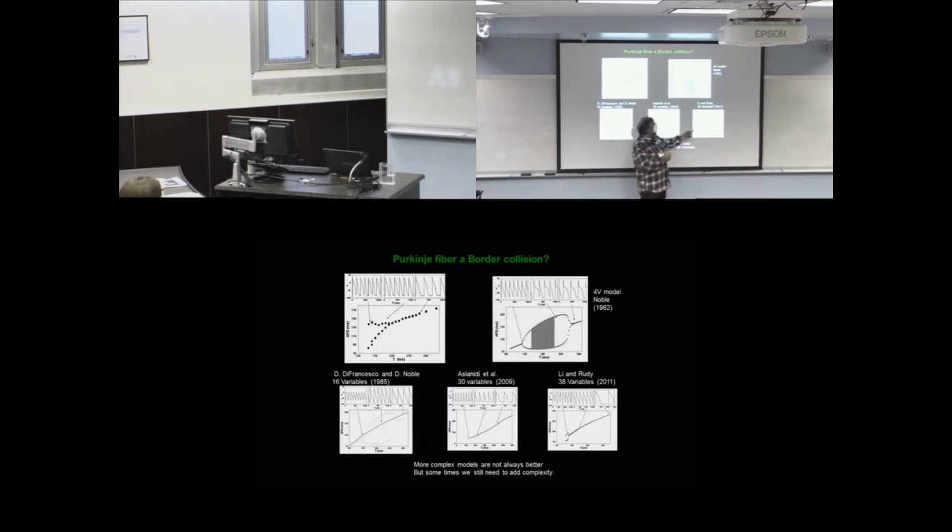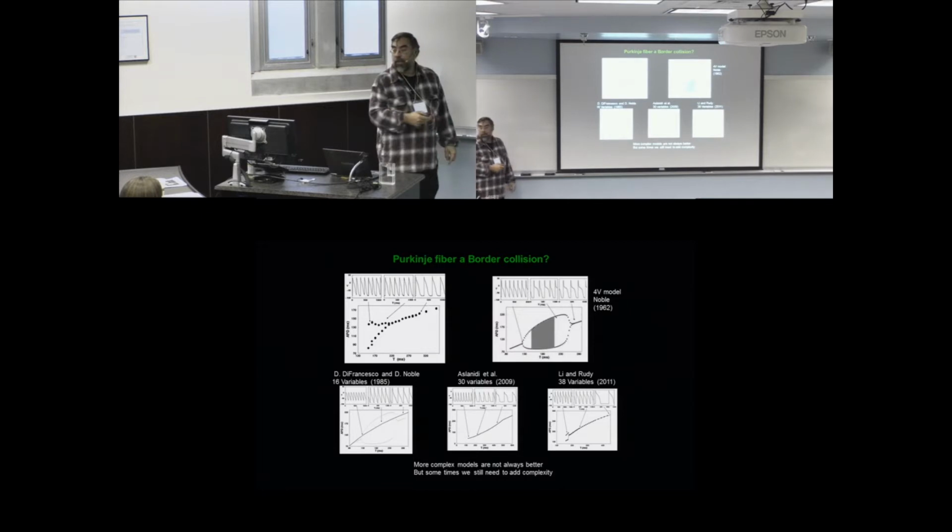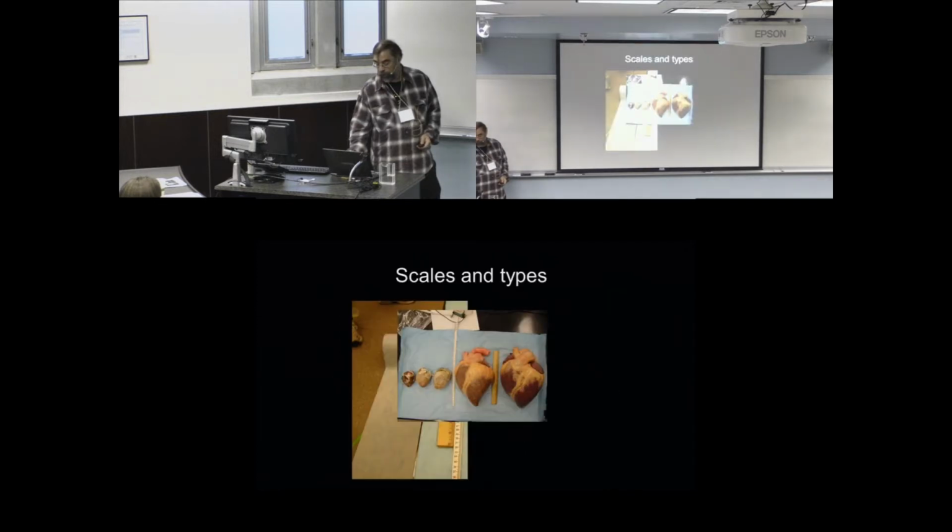And the Lee and Rudy model of the Purkinje, also 38 variables, produces alternans, but very little, and only in a single cell. When you put it in space, then it doesn't produce alternans anymore. So more complicated doesn't necessarily mean better, at least in this case. It doesn't reproduce the dynamics of alternans that you observe.